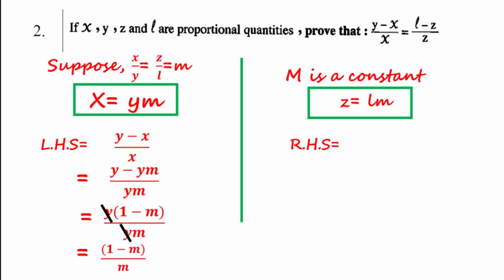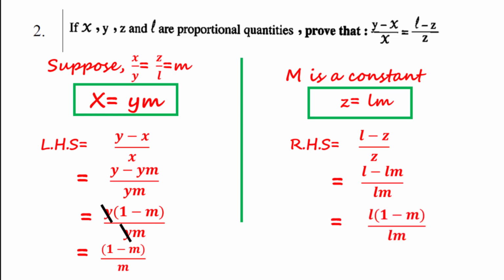In the same way, the right hand side equals l minus z over z. We can substitute z with lm. Now we have l minus lm over lm. In the same way, we have a common factor. Take l as a common factor, the remaining will be 1 minus m. Now cancel l. Now we will get 1 minus m over m. Now we have left hand side equals right hand side.